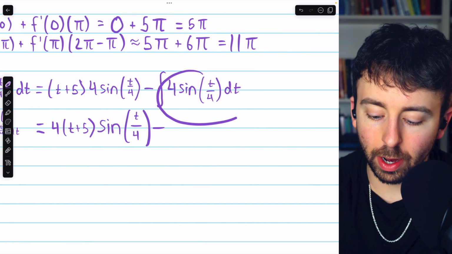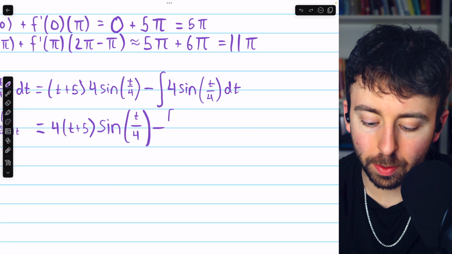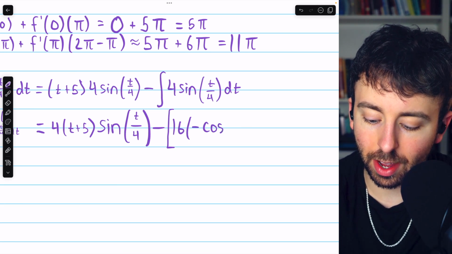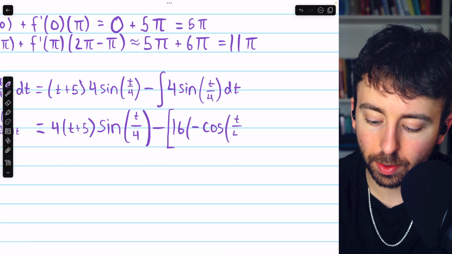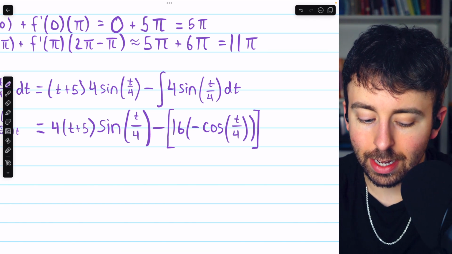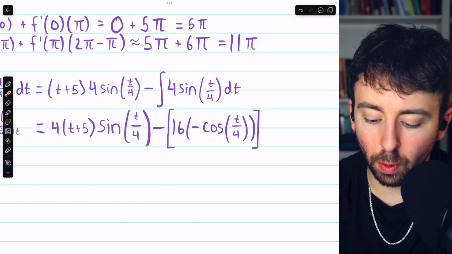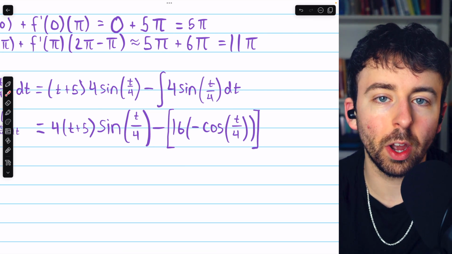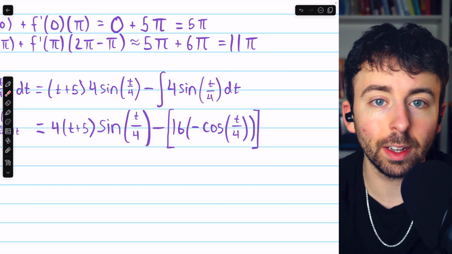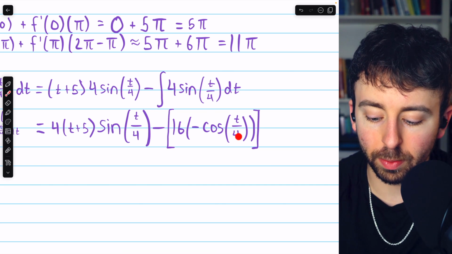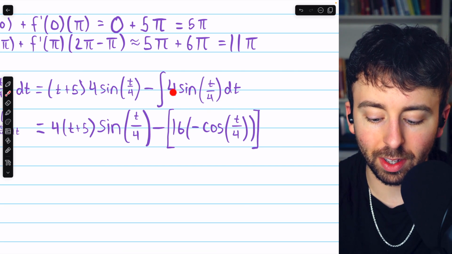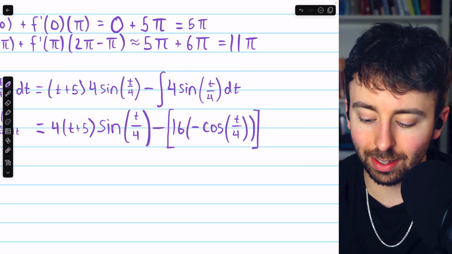Then we just have to integrate 4 sine of t over 4, and that's going to be 16 multiplied by negative cosine of t over 4. You can check if we took the derivative of this, it would work out. We would have negative sine of t over 4, because there's a negative in front, and the derivative of cosine gives us a negative sine. So we would get positive sine of t over 4 because of the two negatives. We'd also get 1 over 4 from the chain rule getting multiplied by 16, and 16 times 1/4 gives us that factor of 4 that we want, and so this is correct.